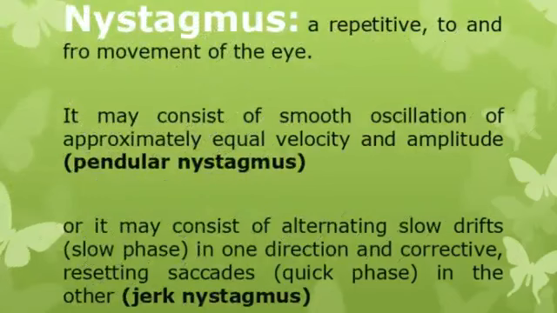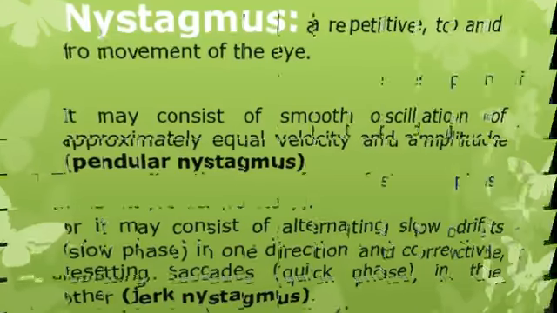Now, nystagmus is a repetitive to-and-fro movement of the eye. It may consist of smooth oscillation of approximately equal velocity and amplitude, which is called pendular nystagmus, or it may consist of alternating slow drifts, which is called the slow phase, in one direction and a corrective, resetting saccade, called the quick phase, in the other. This is called jerk nystagmus.